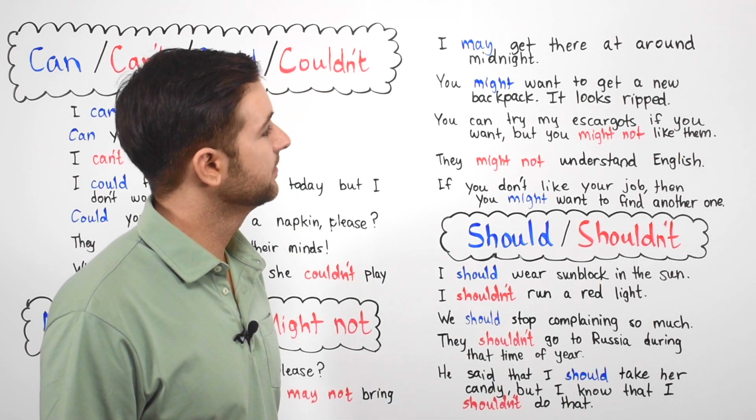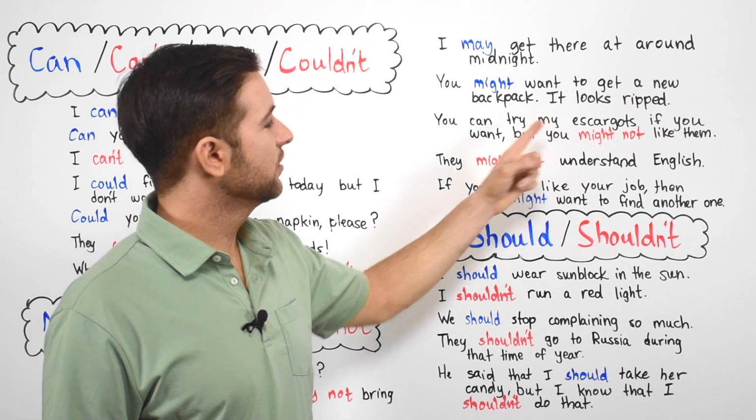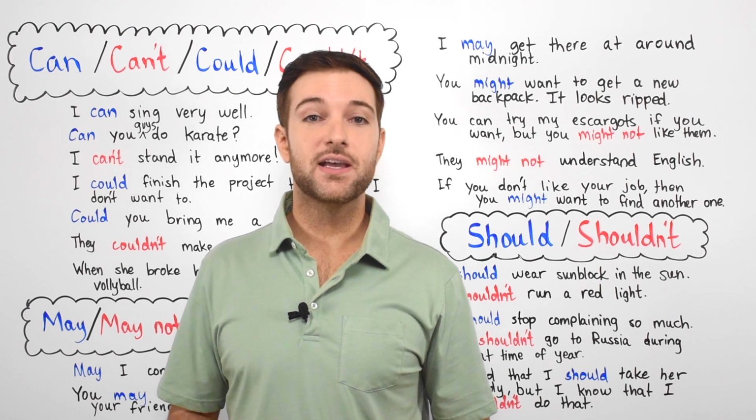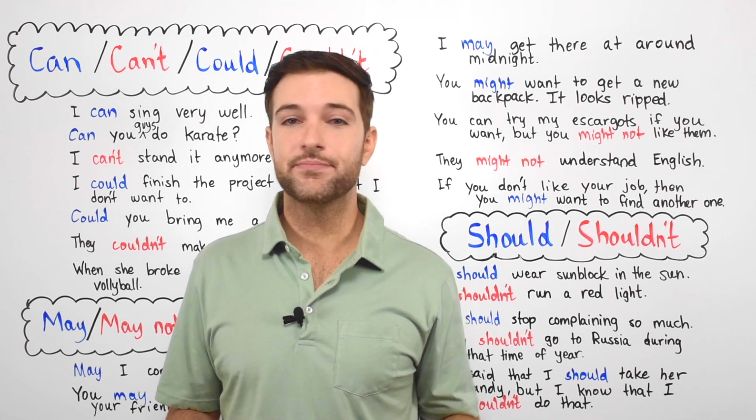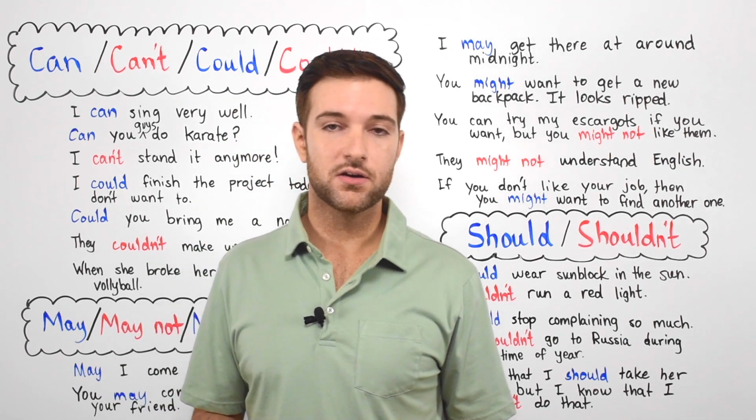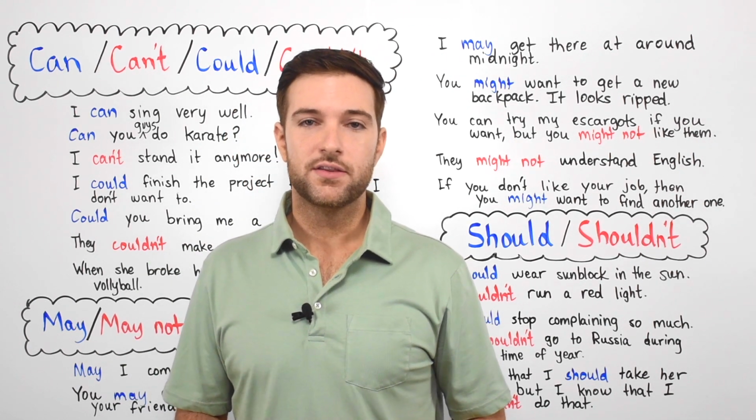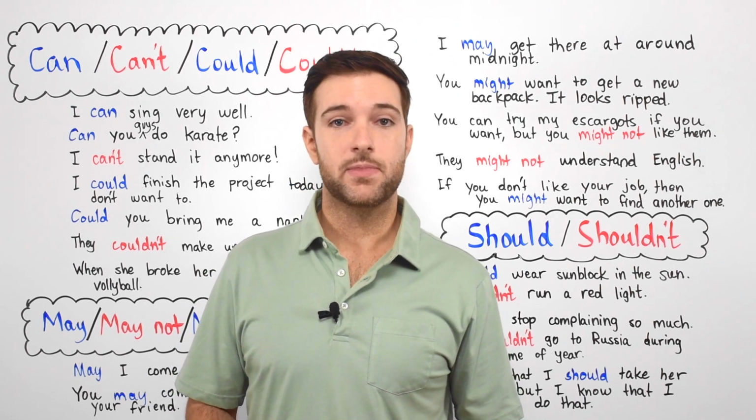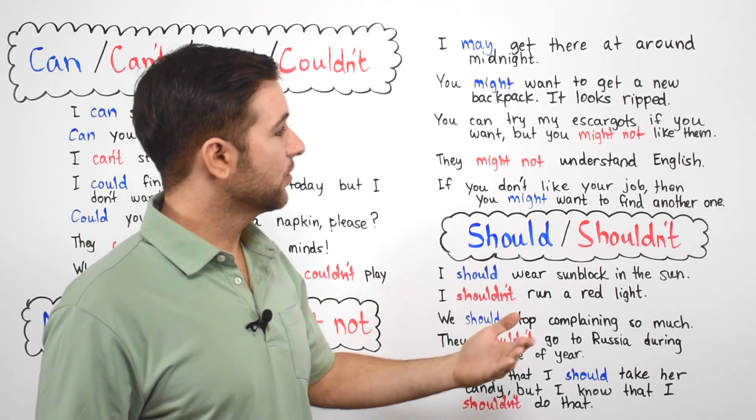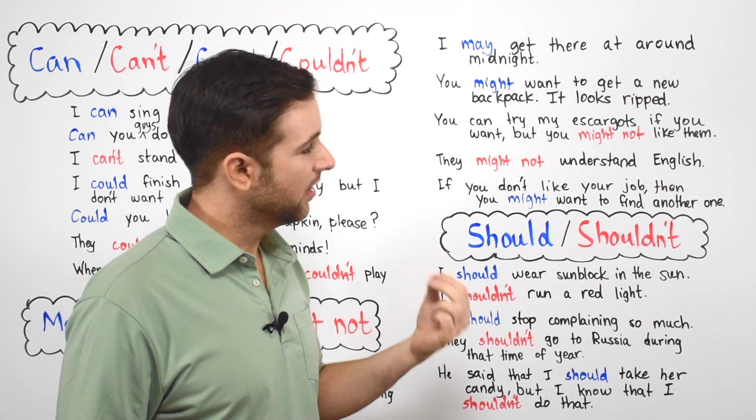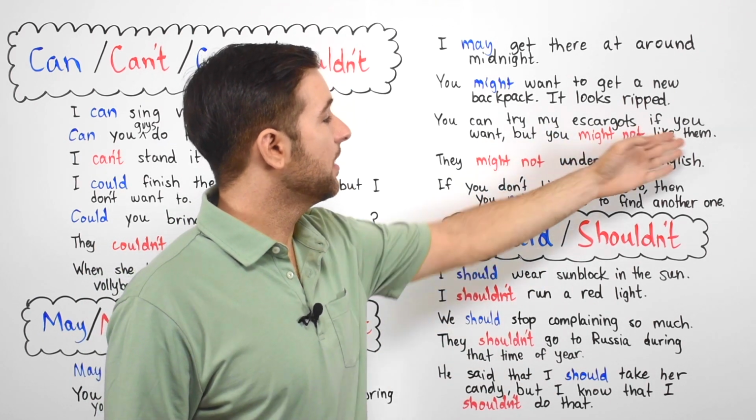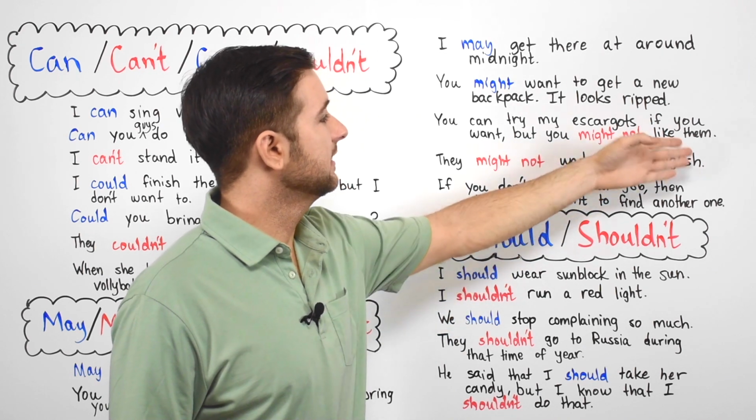Okay? You can try my escargots if you want, but you might not like them. In this case, escargots are those snails that are cooked and seasoned, and they're very popular in France apparently. So I'm basically saying that in this example, somebody can try to take a bite of a few escargots, but it is possible that they might not like them.